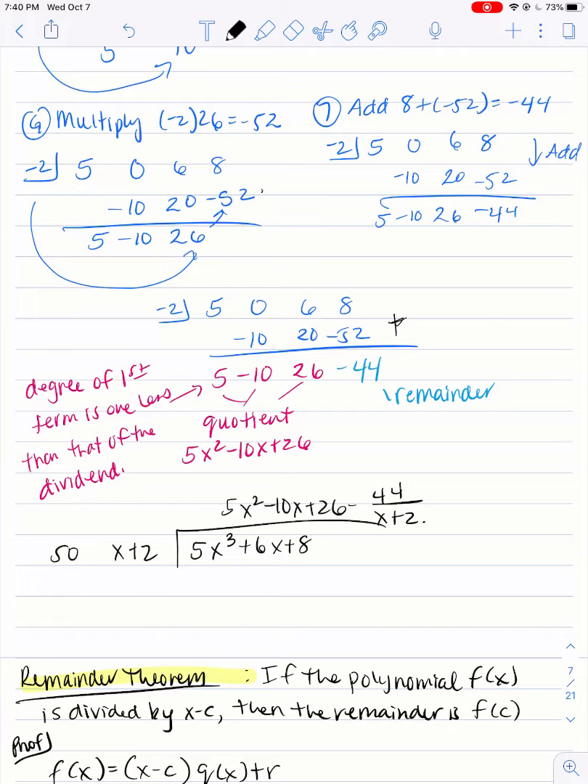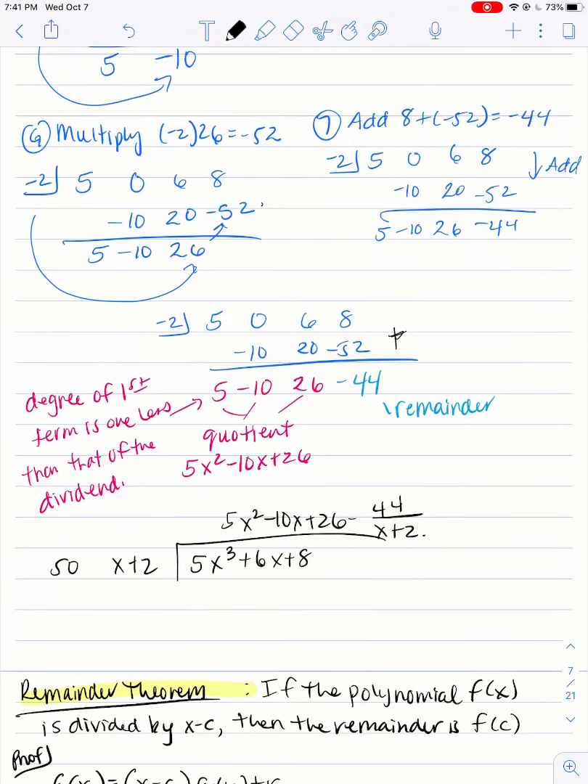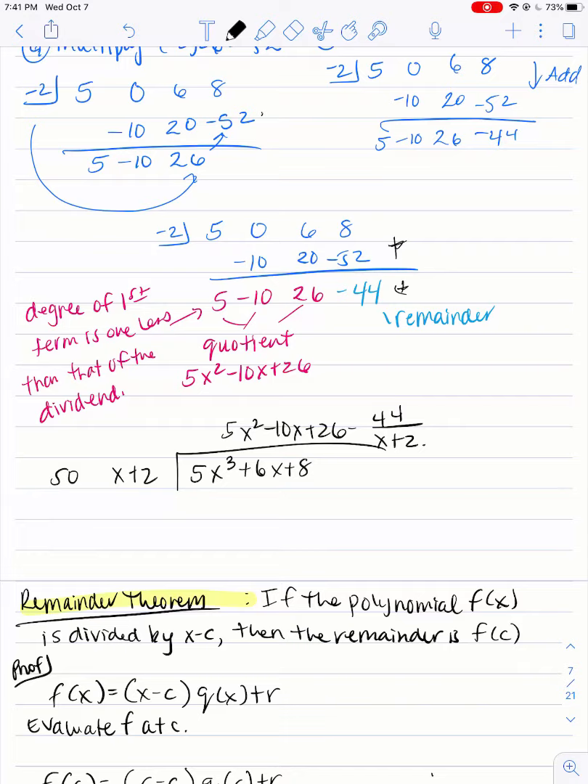So the terms in red are our quotient, and remember the degree of the first term is 1 less than that of the dividend. So we started with x cubed, so it will be x squared. So we have 5x squared minus 10x plus 26. And then our remainder is this last term, and we put it over our divisor. So we have 5x squared minus 10x plus 26 minus 44 over x plus 2.